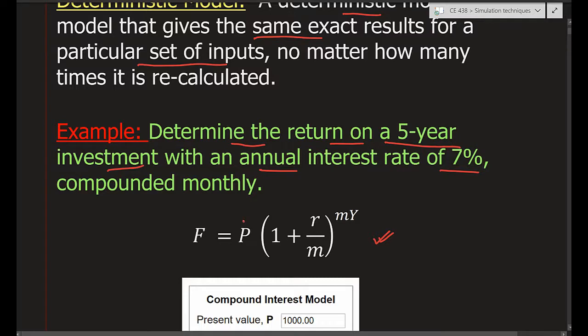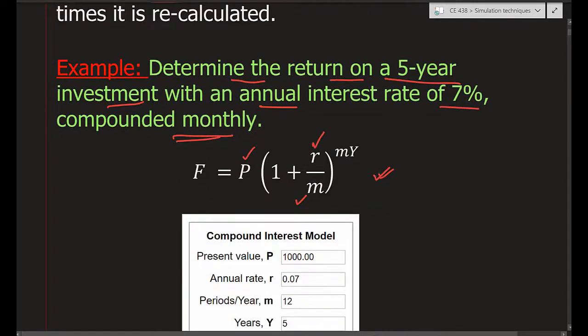So the annual interest rate is given, and for 5 years you have to calculate the final amount. Let's say P is the principal amount that is given, the rate is also given, and this is monthly compounded. We have been given the number of years. We can use this formula to calculate the final amount given the principal amount, interest rate, years, and monthly compounding of the interest. So we can use this model.